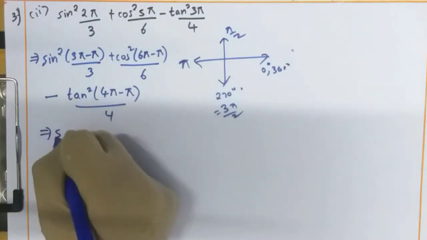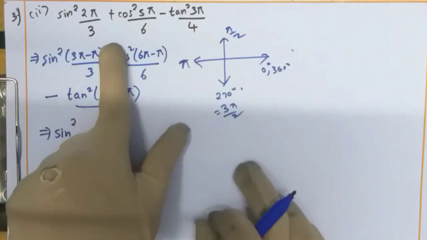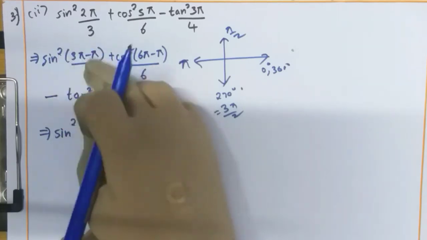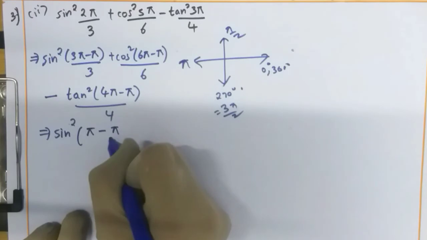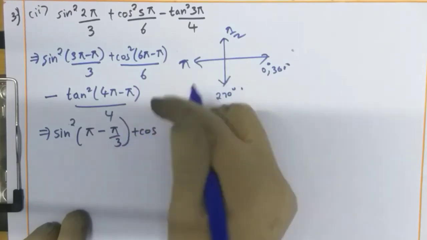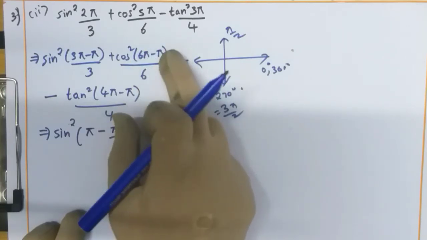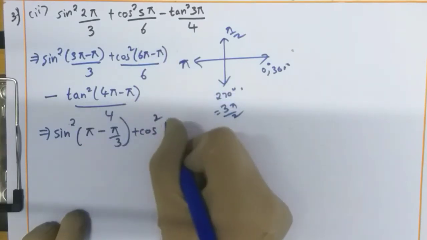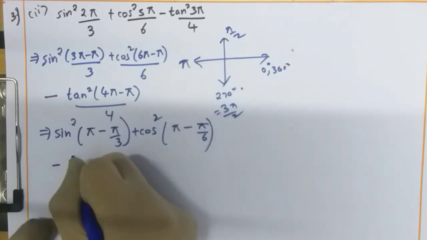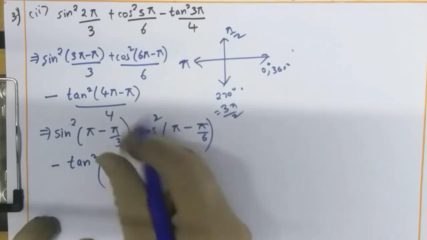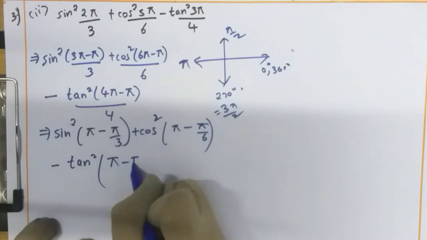Now I can open this. That is 3 belongs to 3 pi as well as 3 belongs to pi. So 3 pi by 3 means 3 will get cancelled. So I am left with pi minus pi by 3 plus cos square. Here I will have 6. 6 belongs to 6 pi as well as 6 belongs to pi. So 6 pi by 6 means pi minus pi by 6. Then I have minus tan square. Again 4 belongs to 4 pi, 4 belongs to pi. So 4 pi by 4 means pi minus pi by 4.